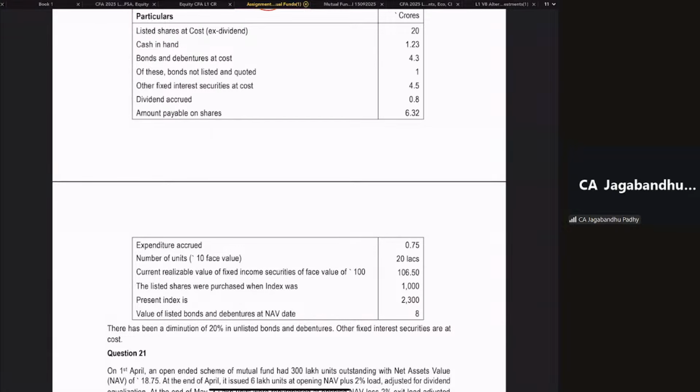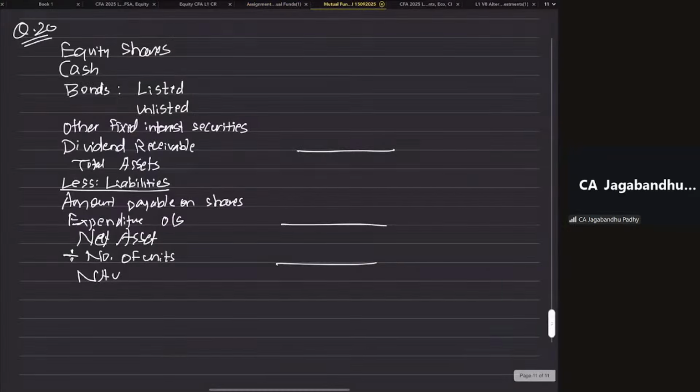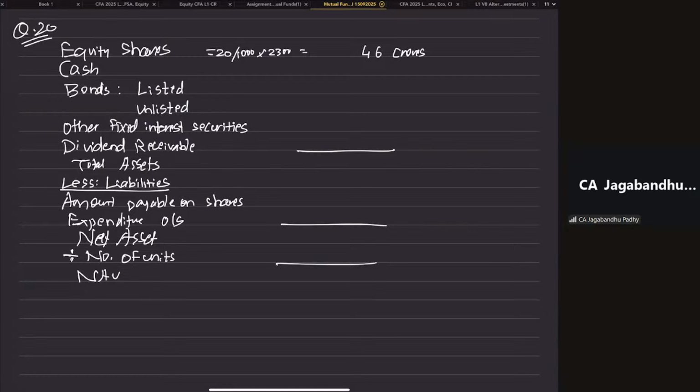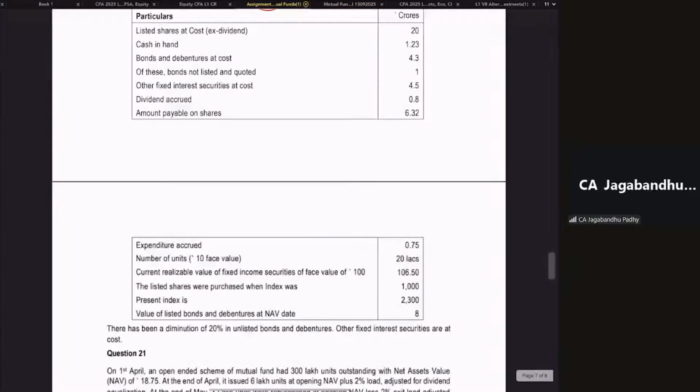20 into 1000, 2300 divided by 1000. So this is going to be 20 divided by 1000 into 2300, which is 46 crores. What is the cash balance left with us? 1.23.